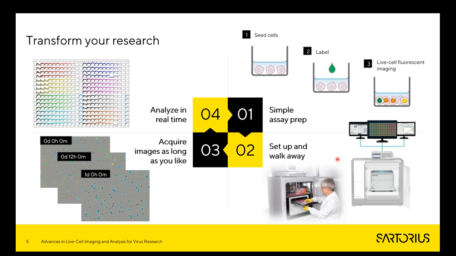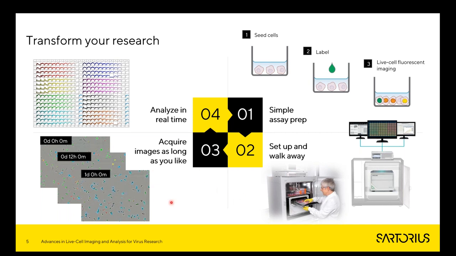In addition to that, if you have a VPN connection, you could essentially connect to your Incucyte system from your home office. This way you can actually see how your cells are growing and also perform the analysis from your home office. So this, especially in times of the pandemic where we want to stick to social distancing, is a very nice added feature of the Incucyte platform.